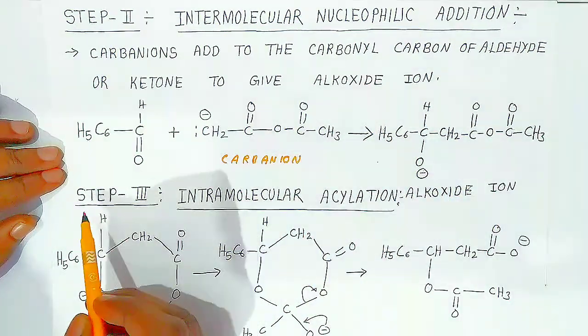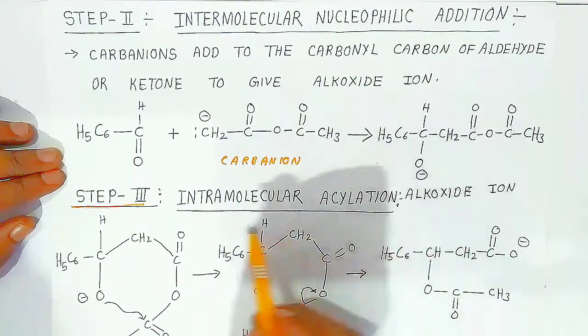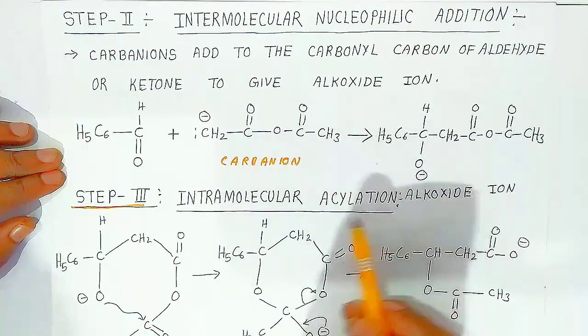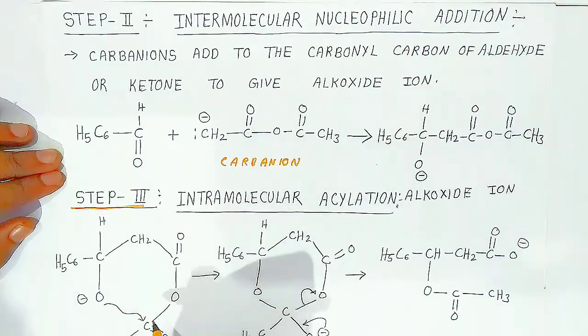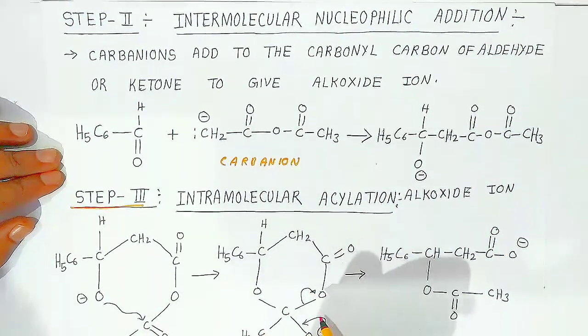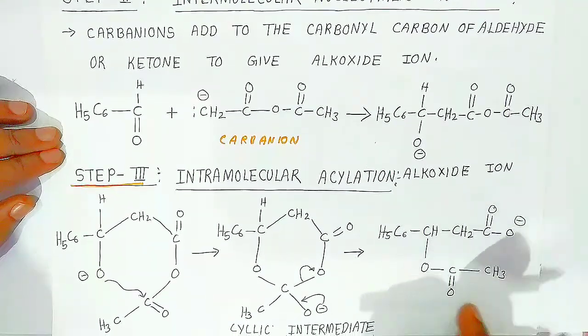Now in third step students, when you see, there is an intramolecular acylation. Now in the same molecule an intramolecular acylation will take place. This is the molecule students, it will become like this, and an intramolecular acylation will take place and it will form the cyclic intermediate, and after that it will form this type of anion.